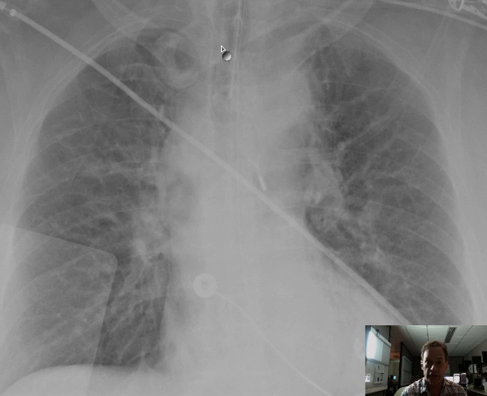First of all, the ET tube tip is below the level of the thoracic inlet, and that's good. You don't want it to be above that level.